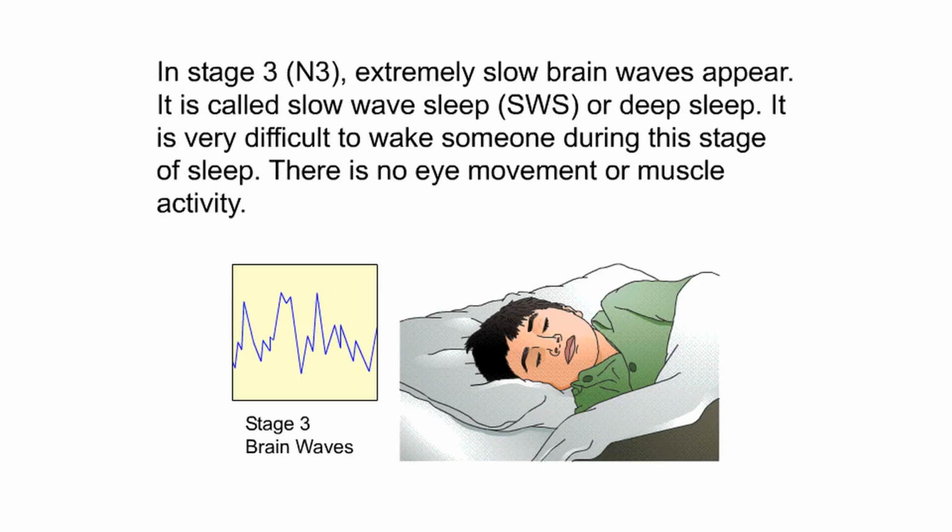In Stage 3, N3, extremely slow brain waves appear. It is called slow wave sleep, SWS, or deep sleep. It is very difficult to wake someone during this stage of sleep. There is no eye movement or muscle activity.